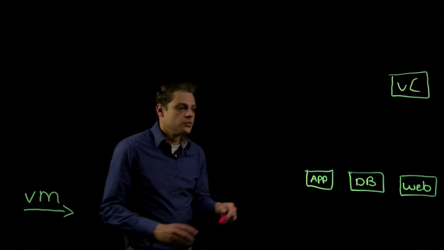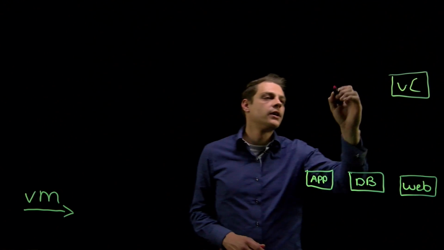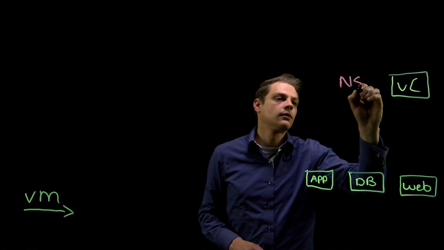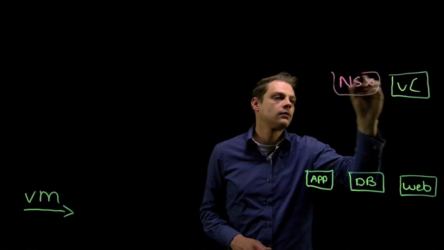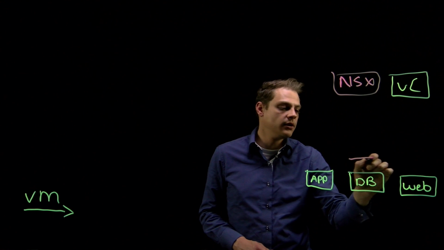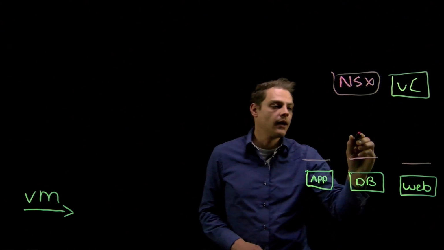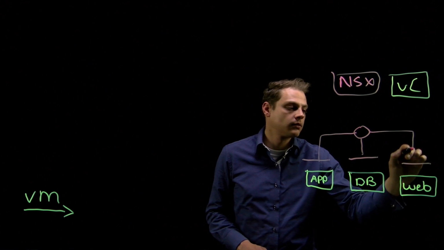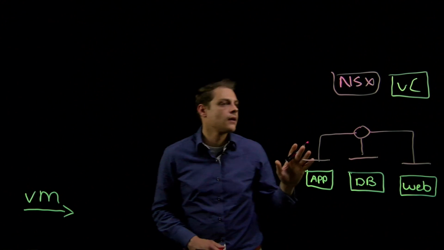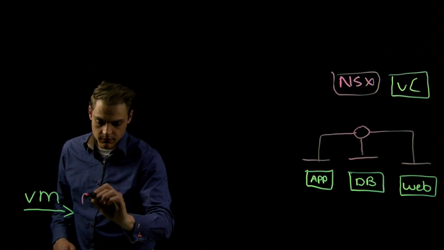When we have deployed the virtual machines, we need network connectivity. In a software-defined data center, we can use NSX to create the networks for each of these tiers and connect them using a router. That's the second step, getting the network ready.